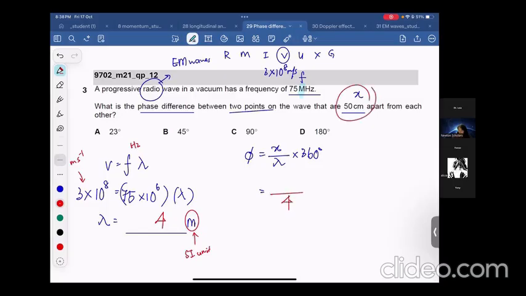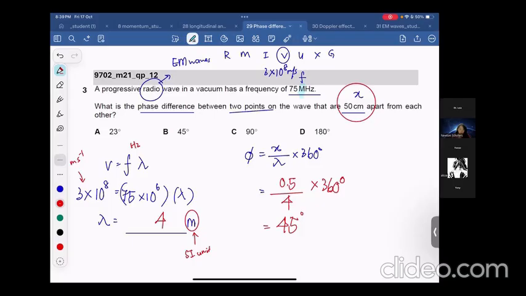How far are they different? 0.5 meter, converted to meter, times 360 degrees. So actually our answer should be 45 degrees. Fawal, check the working steps. Kai Chen correct. Clement correct. Fawal, check which part you made a mistake.